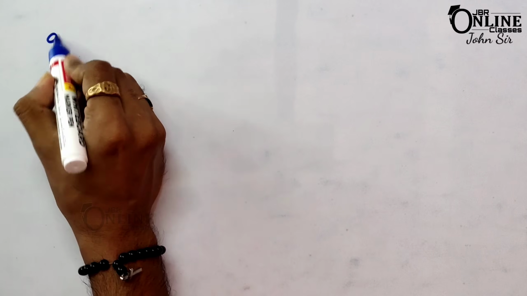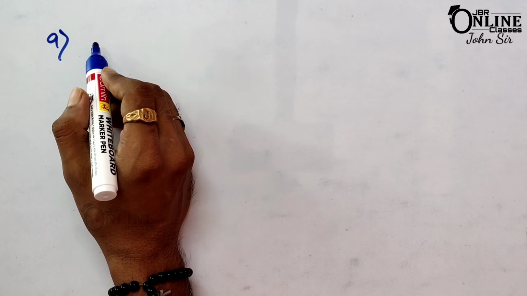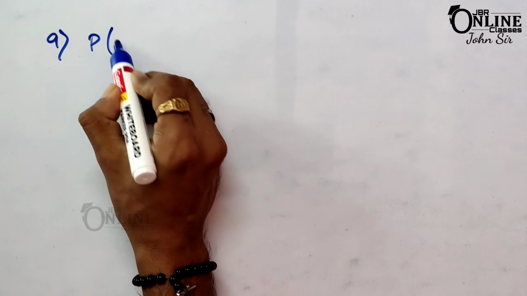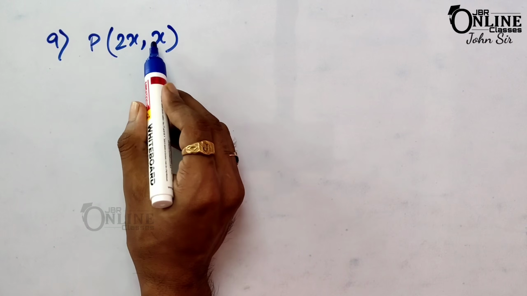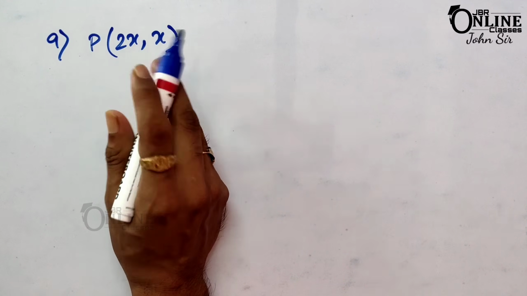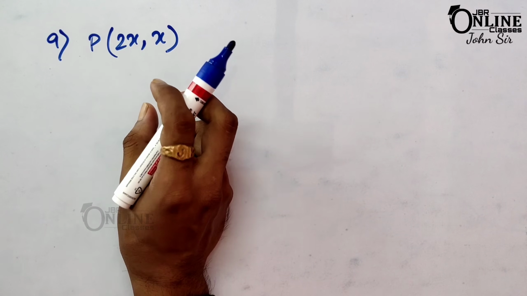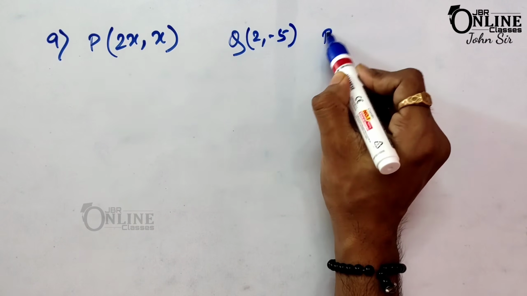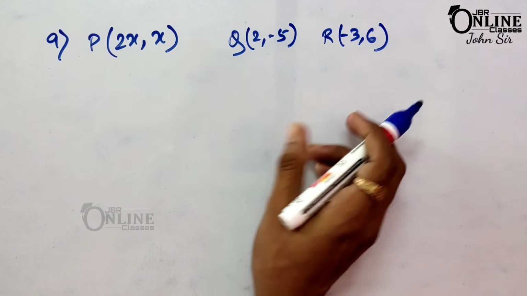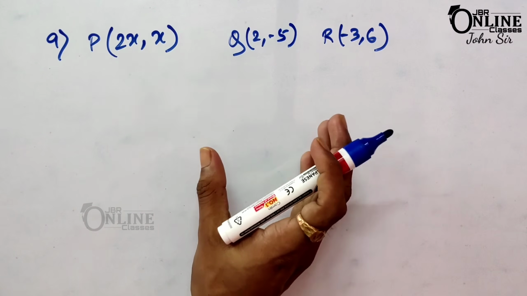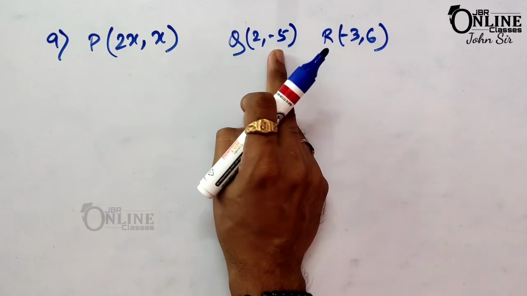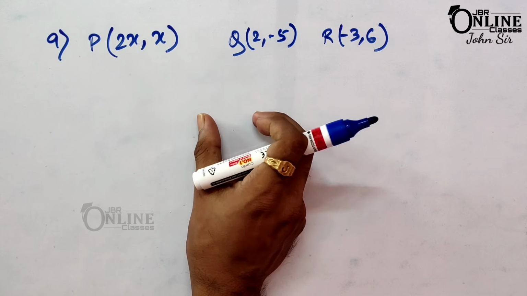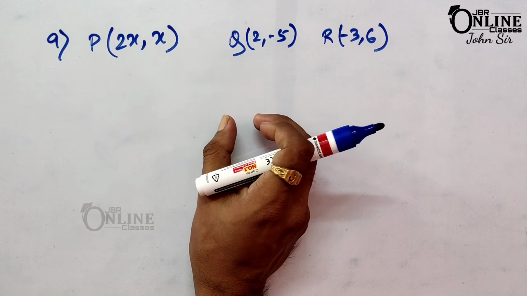Now sum number 9. In sum number 9, the x coordinate of a point P is twice its y coordinate. So here the point P will be 2x comma x. If the y coordinate is x, then the x coordinate will be 2x. If P is equidistant from the point Q, that is 2, minus 5, and R, that is minus 3, 6, then find the point. That means again a similar kind of problem. You have to find the distance between these 2 points, and again the distance between these 2 points, and from that you can easily find the value of x. Okay, it's very easy.